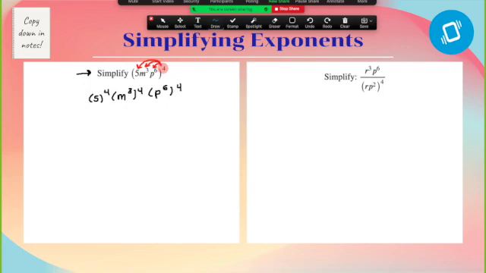5 to the power of 4 will equal 625. And then whenever you have a power over a power, that means that the exponents are going to be multiplying with each other. So we get m to the power of 3 times 4 and p to the power of 6 times 4. So as our answer, we get 625 m to the power of 12 and p to the power of 24.